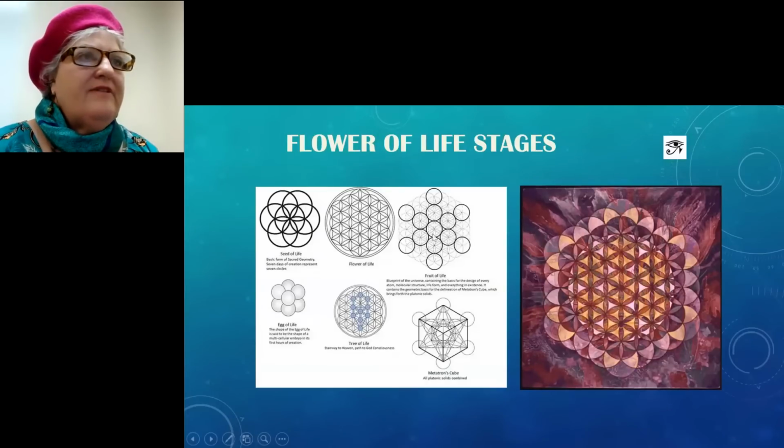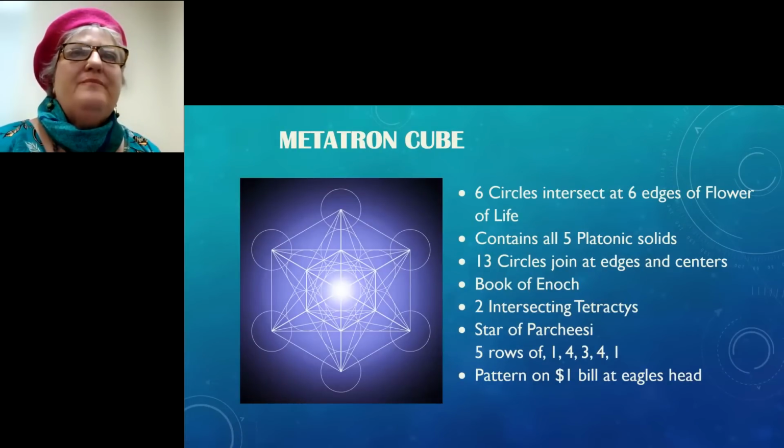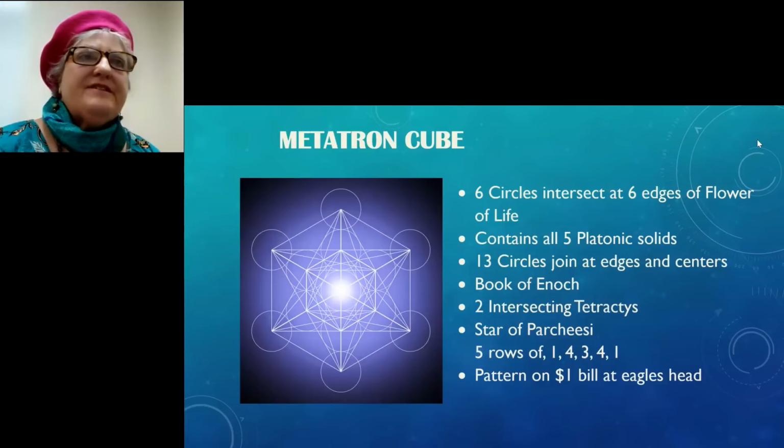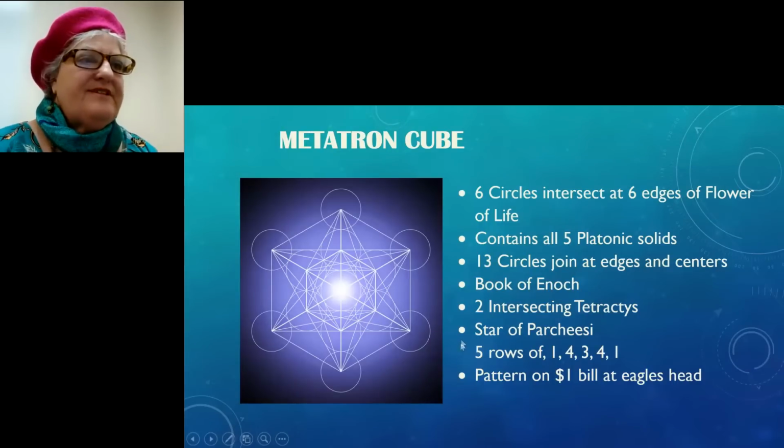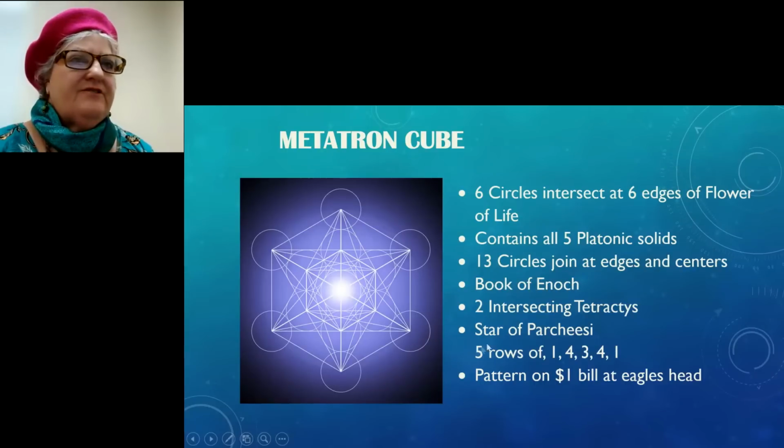This is, again, showing the evolution of the flower of life through various emanations to a very beautiful rendition. The Metatron cube, which we described a bit earlier, is 6 circles intersecting at 6 edges, and each of these intersections allows for representation of the Platonic solids. And it also contains a total of 13 circles. And this is described in the Book of Enoch.